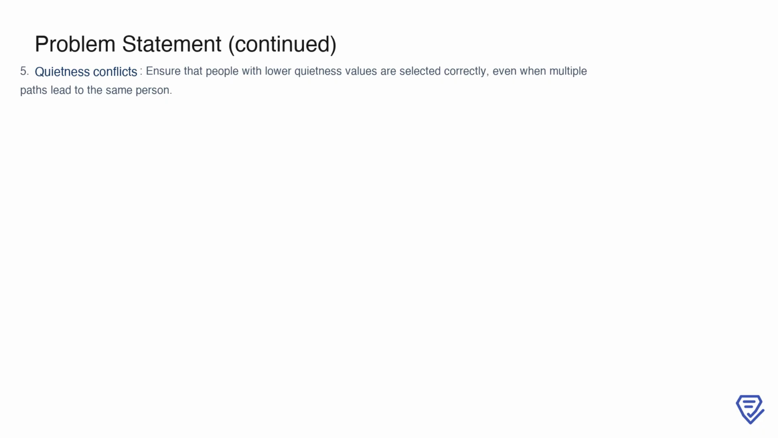Lastly, when multiple paths in the graph lead to the same person, we must ensure that the person with the smallest quietness value is selected, resolving any potential conflicts. These considerations are critical to ensuring that our solution is robust and handles all types of inputs effectively.